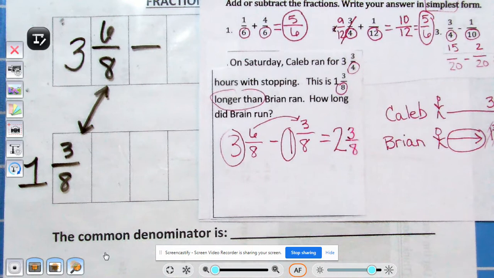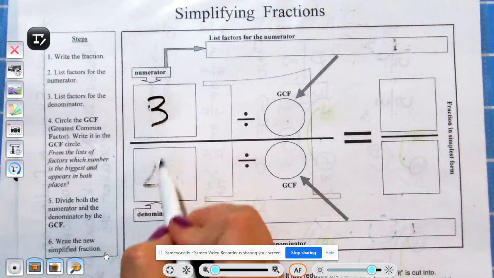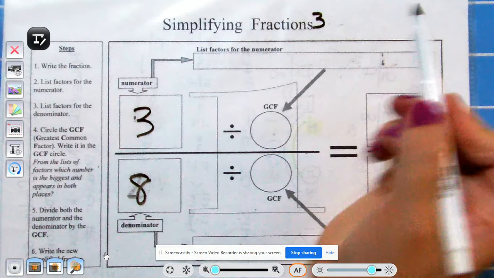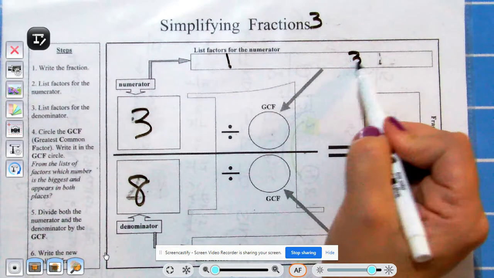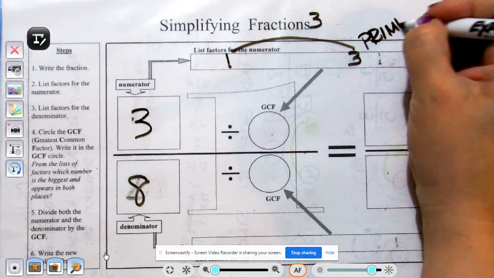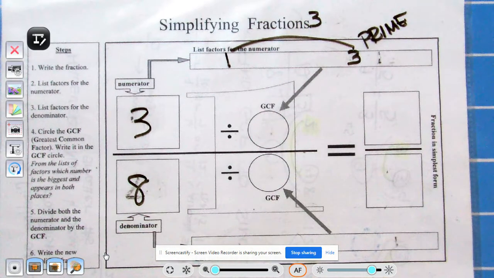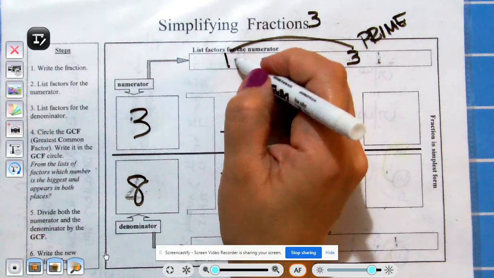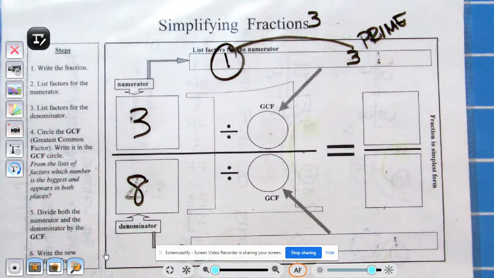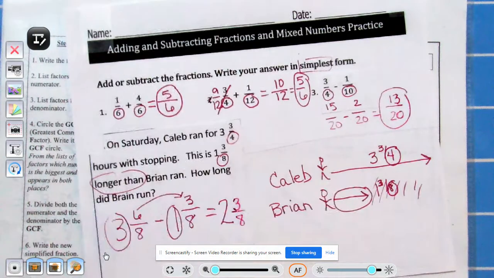All right, you got to look at this 3/8 part to decide if you can simplify it. If we were to factor 3, the only factors for 3 are 1 times 3. It's prime. 3 is not a factor for 8. 3, 6, 9, 12. It's not a factor for 8, so their greatest common factor is 1. 3/8 divided by 1 would be 3/8. So this mixed number is already simplified.